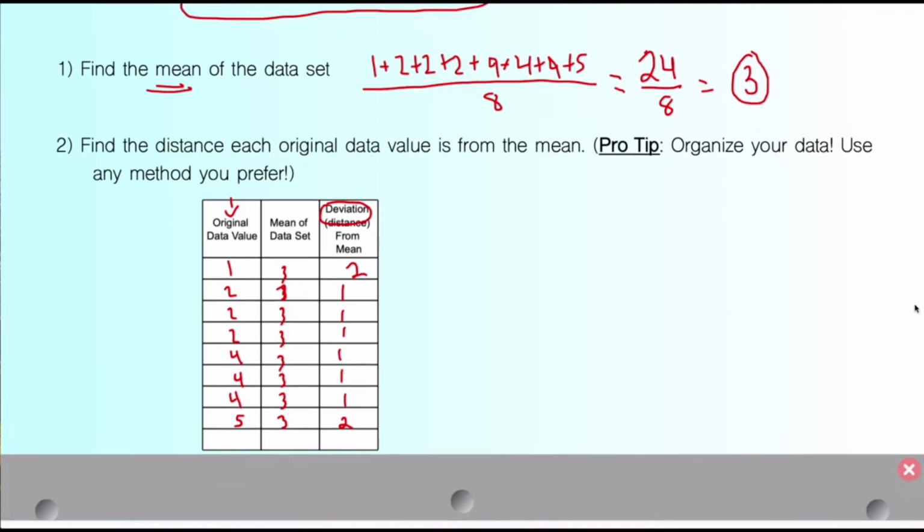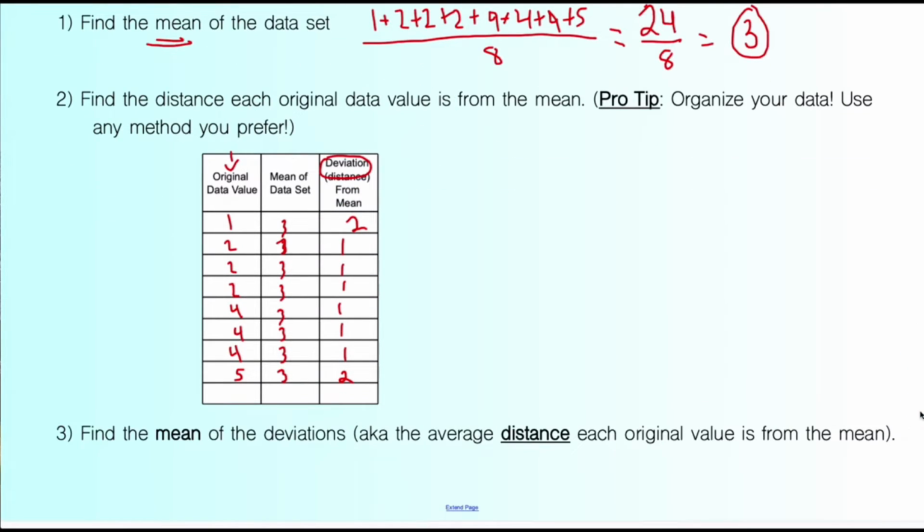And the last step is we are going to find the average distance, aka the mean of the deviations. I wrote that as the step. We are going to find the mean, the average of this column right here. And how do you find a mean? How do you find an average? You add all of the numbers up and divide by the number of pieces of data.